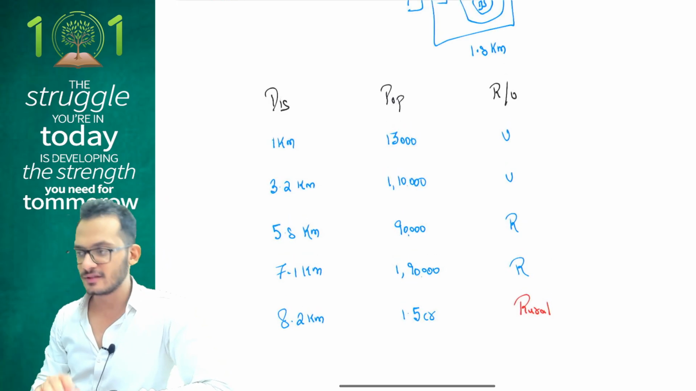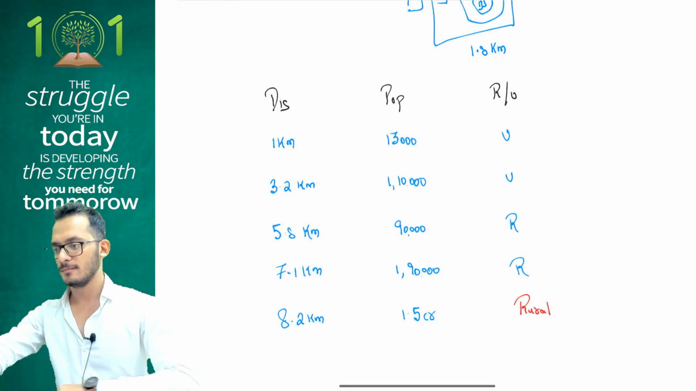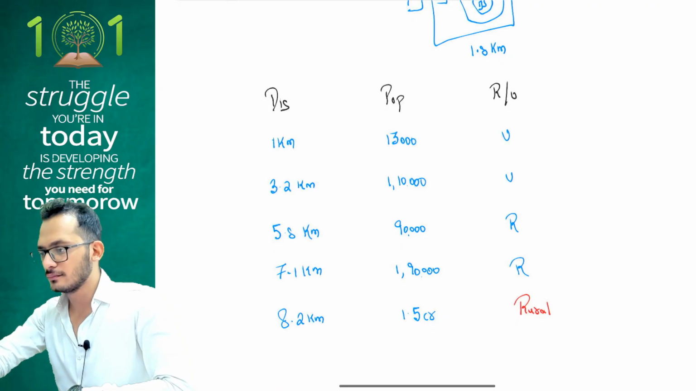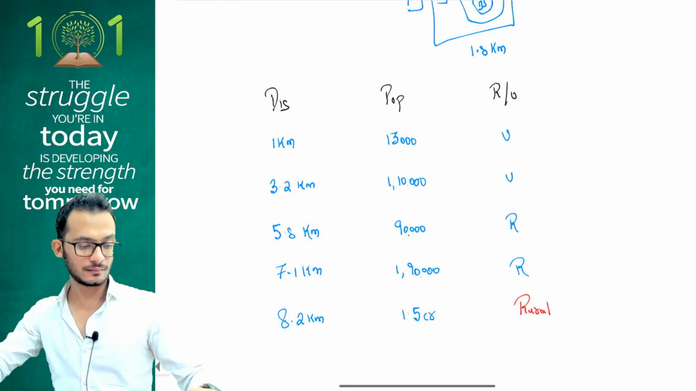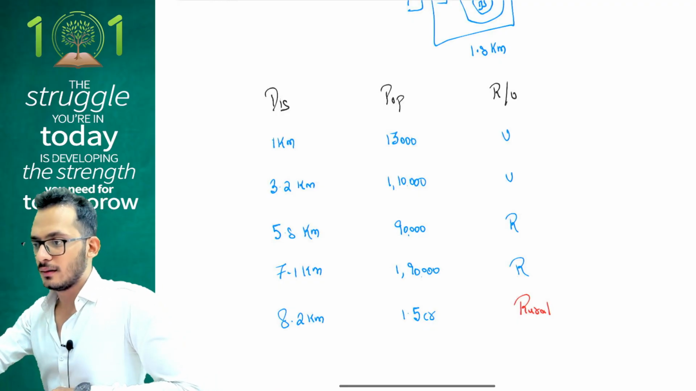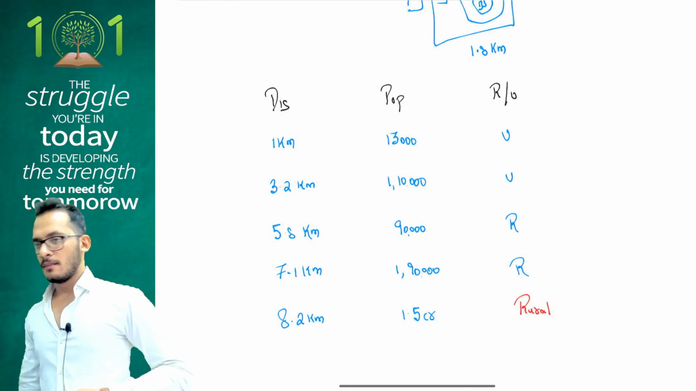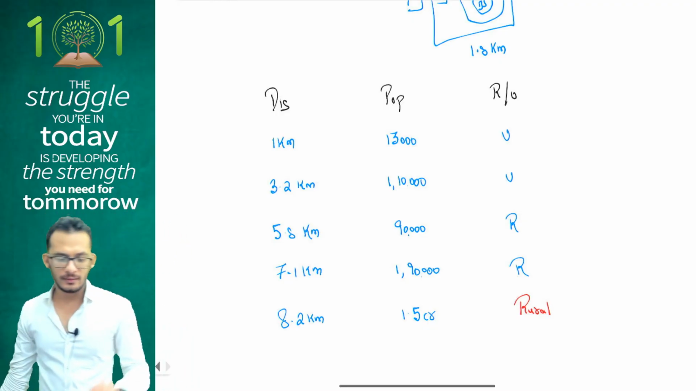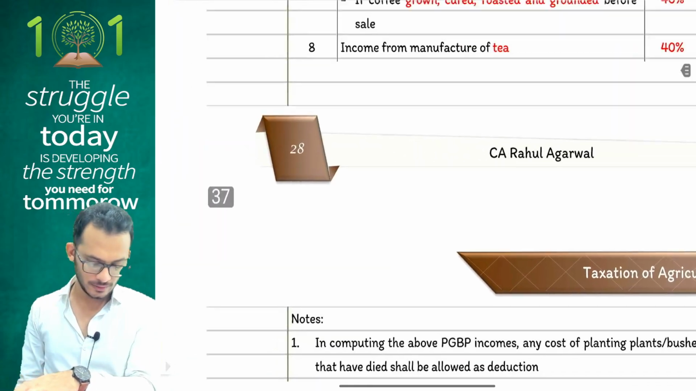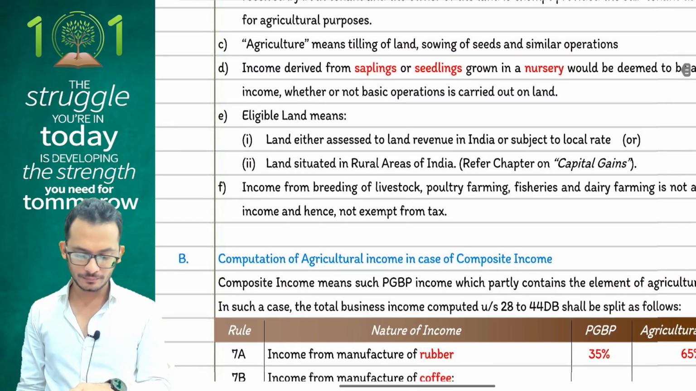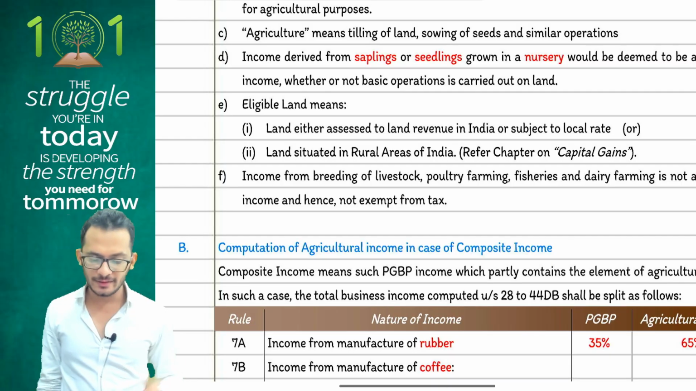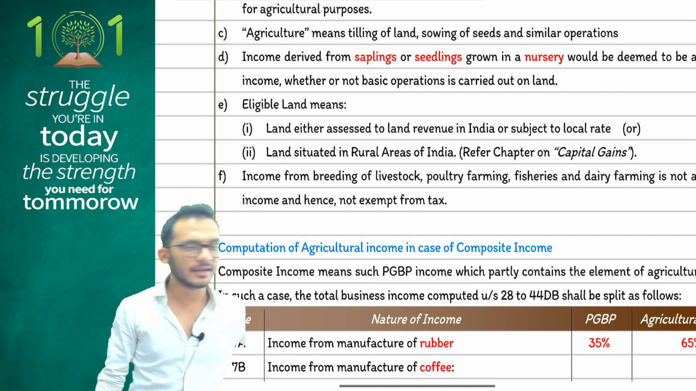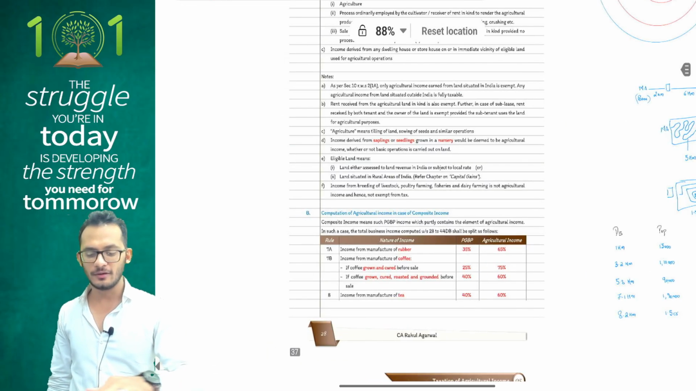Yes, please take out a sticky note. Note this down in your concept guides. Page number 28. You'll see something called point number E, people. It says land is situated in rural areas. Next to that you can create a sticky note and you can write this example.